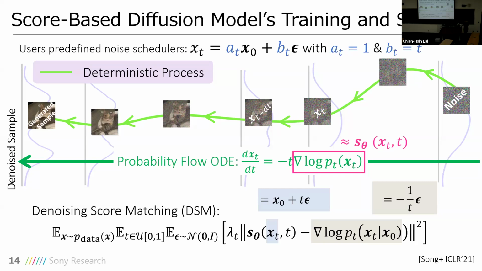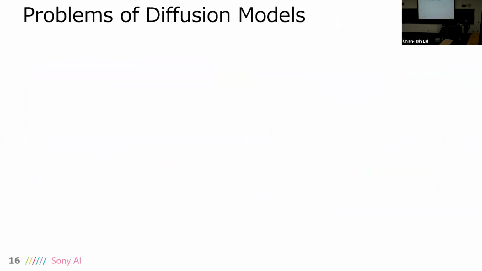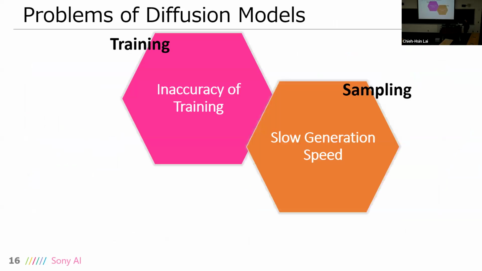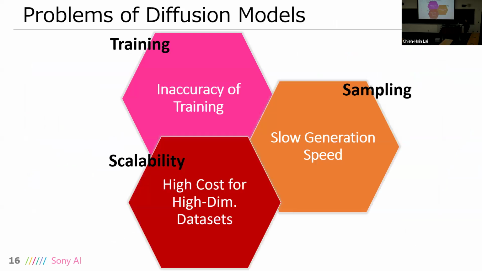Okay. So there are several problems of diffusion models. One is training inaccuracy. The other one is very slow sampling. And the last one is scalability. I'm going to talk about each item step by step.